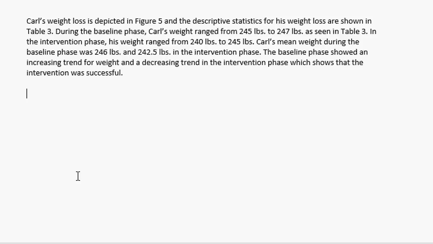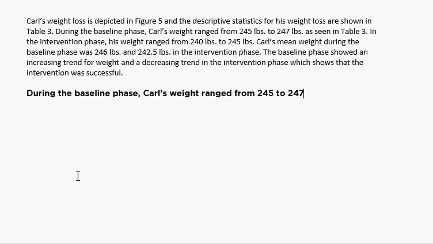So you could say, during the baseline phase, that's fine, Carl's weight ranged from 245 to 247 pounds. Okay? Now the range, who cares, really? I might even think about this and say, okay, so what? You got a 2-pound range here. How useful is that?